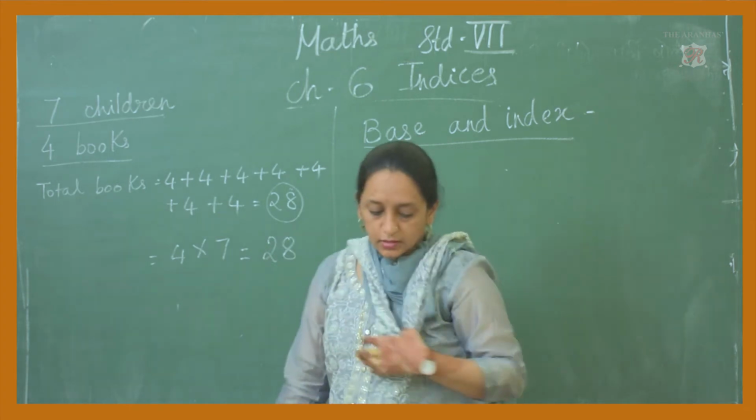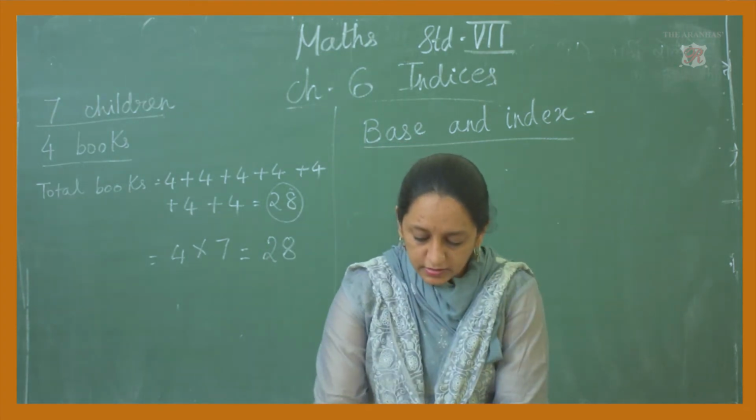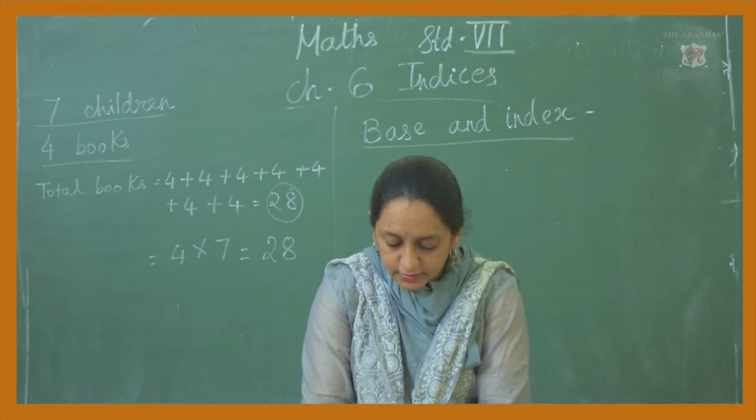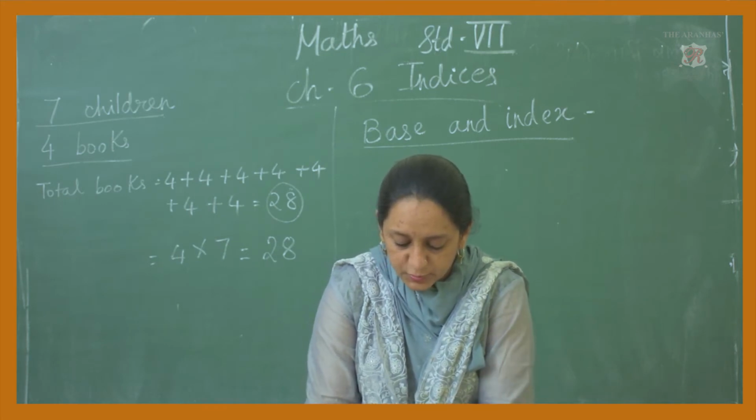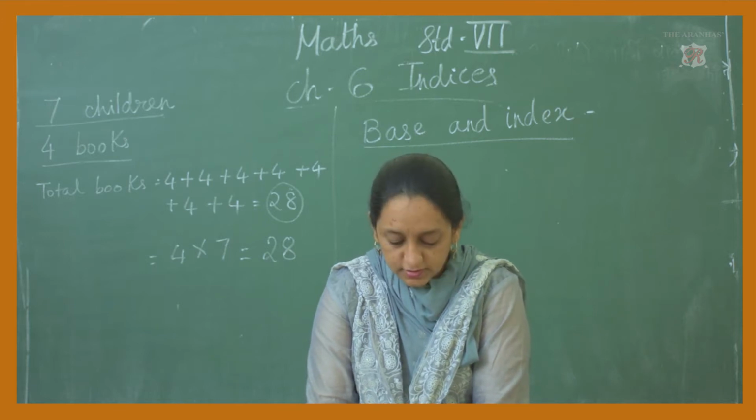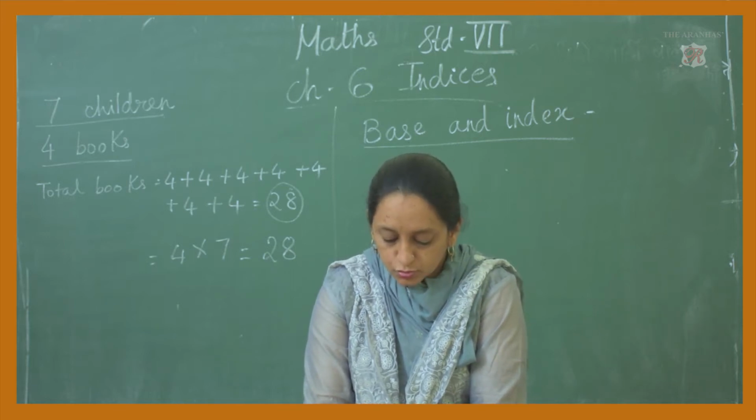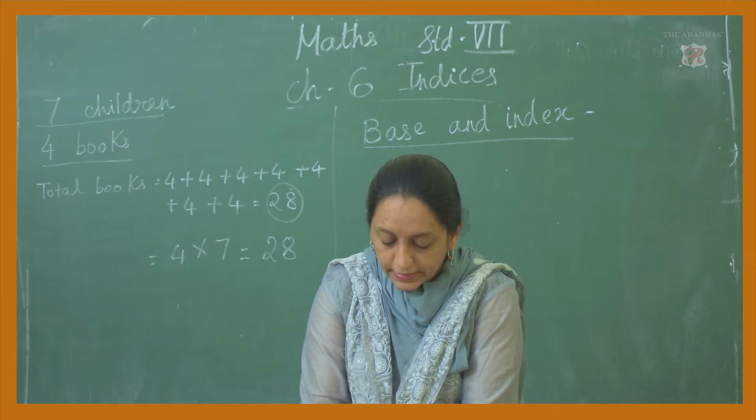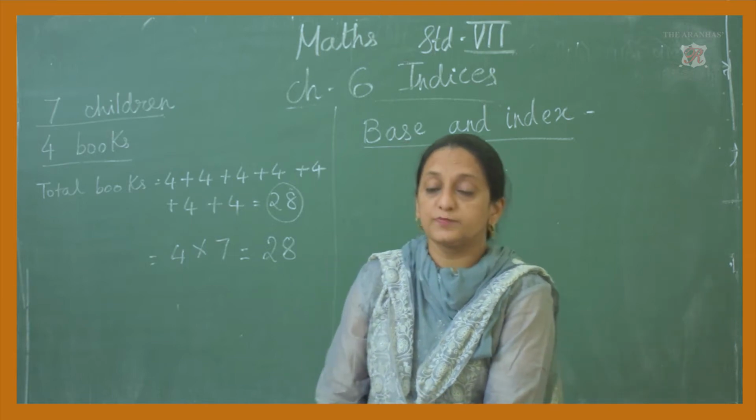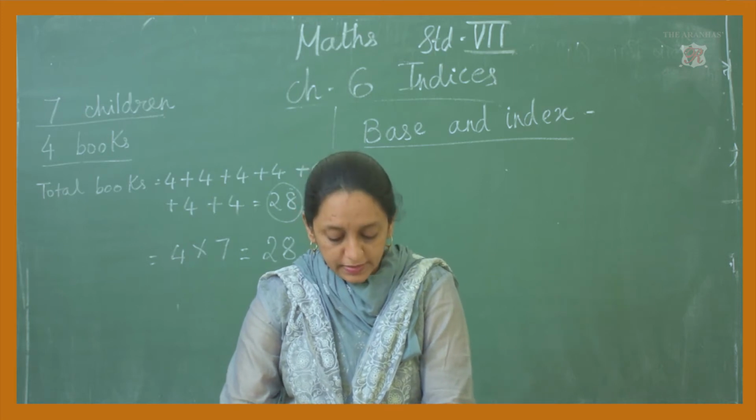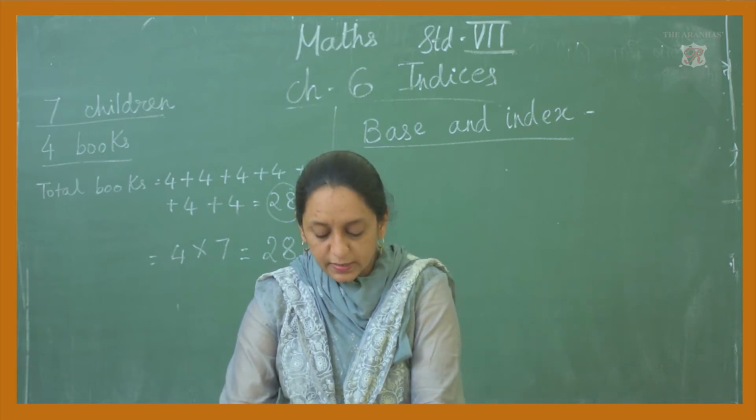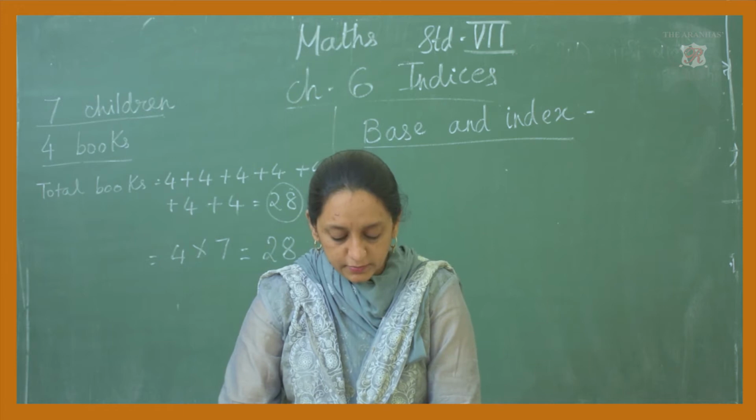4 sevens are 28. Similarly, now in here they have given, let us see how multiplication of a number by itself several times is expressed in short. See, 2 is multiplied 8 times. In the explanation of your textbook, they have given 2 is multiplied 8 times. Here 2 is multiplied by itself 8 times.